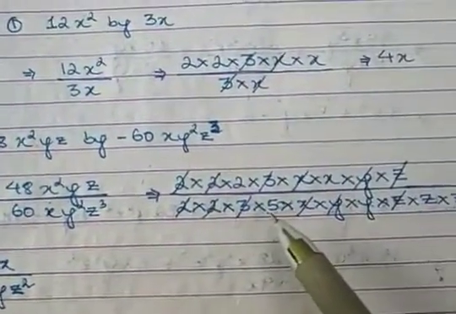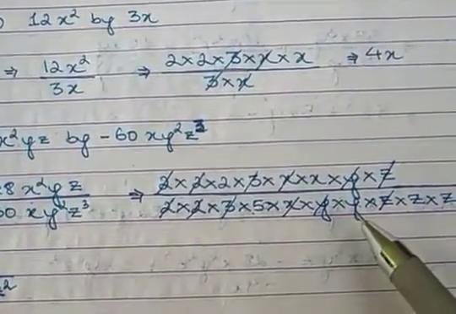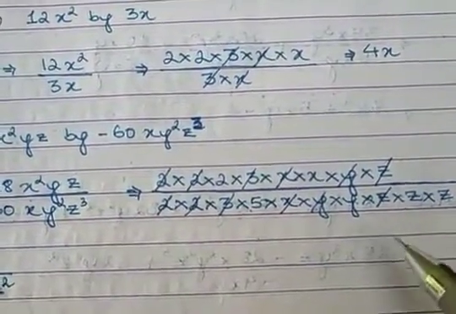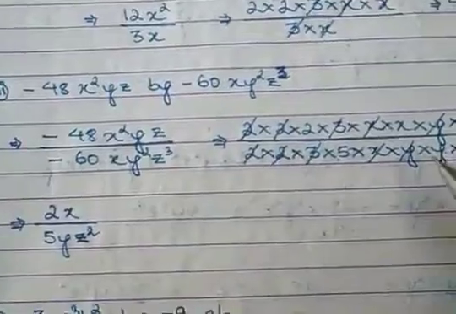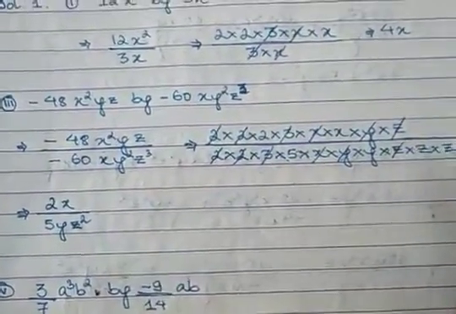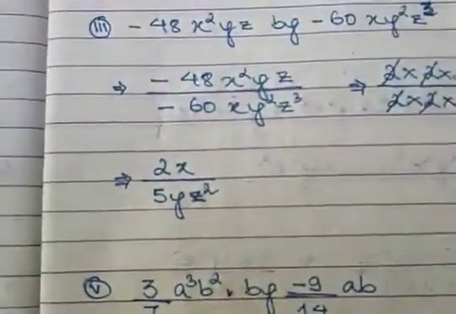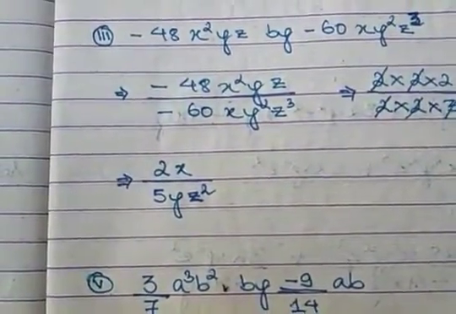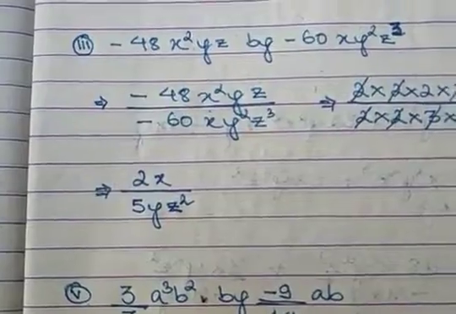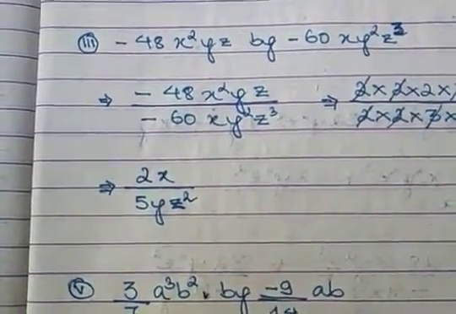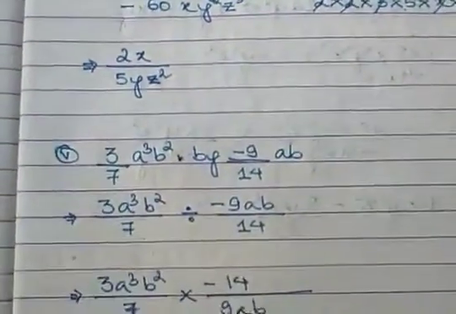And what's left in the denominator? 5, and I have 1 y in here and z into z, which I know is z squared. So our answer is 2x divided by 5yz squared. We know that it cannot be further simplified, isn't it? So this is our answer. Okay, it's an easy one, isn't it?